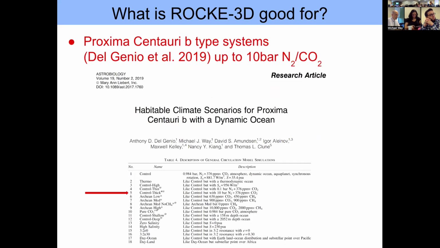This is one of our more highly cited papers in the exoplanet realm, on the Proxima Centauri b system. This again was led by Tony Del Genio back in 2019, where we show a series of simulations with lower atmospheric pressures, higher atmospheric pressures, up to 10 bars of CO2, different types of oceans, different ocean salinities, different depths of oceans, all these sorts of things, which is quite useful to understand what kind of capabilities the model has in a scenario like this.